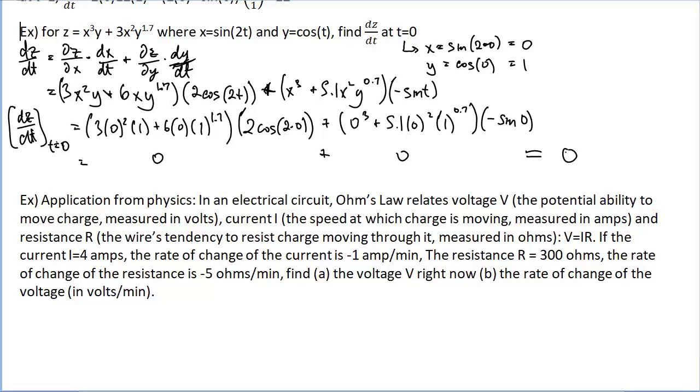Okay. So part A, of course, is super easy. We just use V equals IR. So at this particular moment, we're trying to find the voltage. V equals I times R. At this moment, we know that the current I is 4, resistance R is 300. So we know that right now V is 1200 volts.